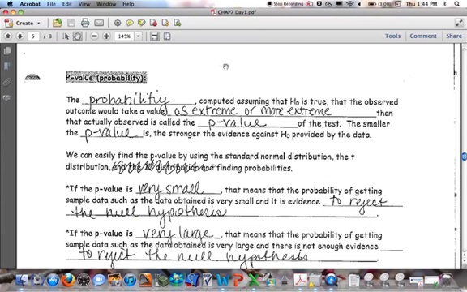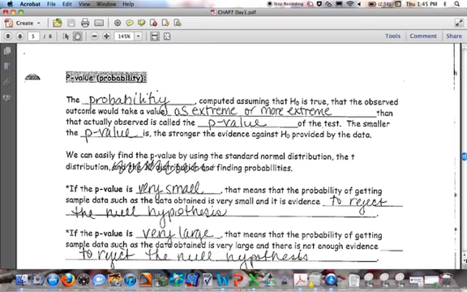P-values are the probability, computed assuming that H naught is true, that the observed outcome would take a value as extreme or more extreme than that actually observed. This is called the p-value of the test. The smaller the p-value is, the stronger the evidence against H0 provided by the data. So it's just the probability. It's like with the normal CDF or T CDF command. You're finding the probability of getting that value or something more extreme.